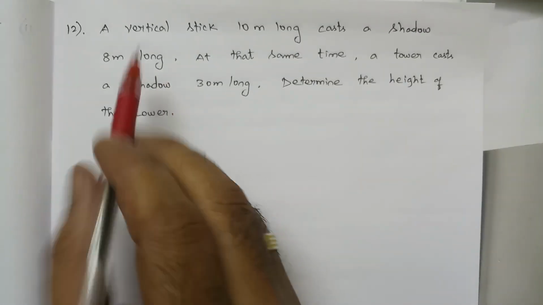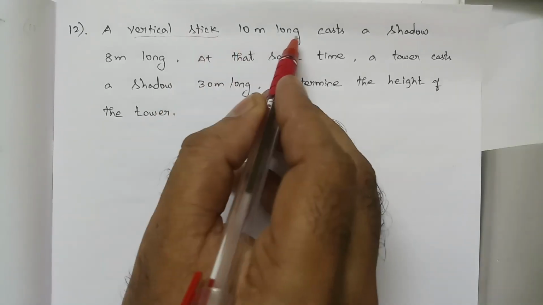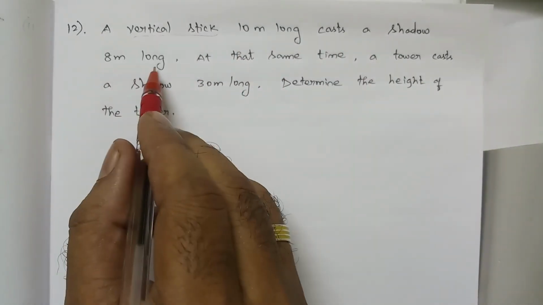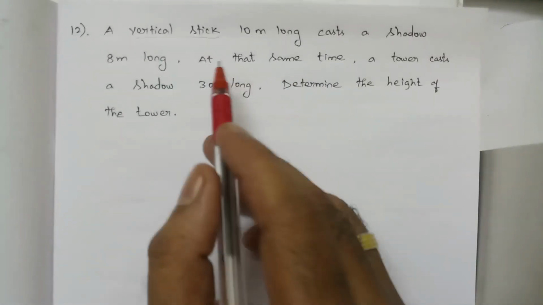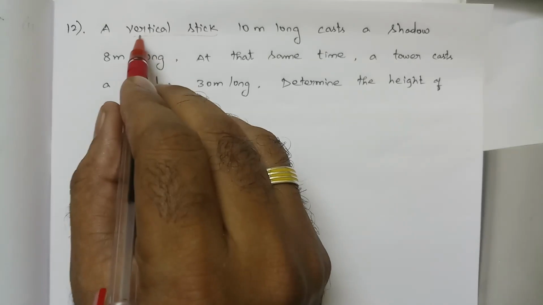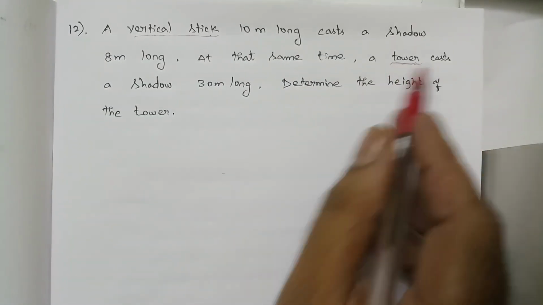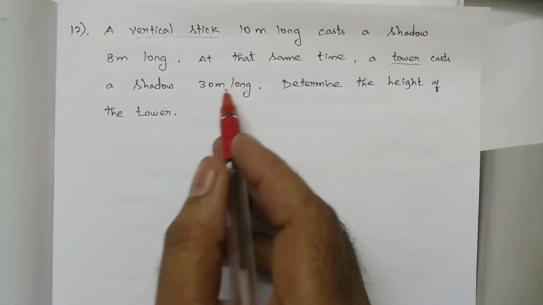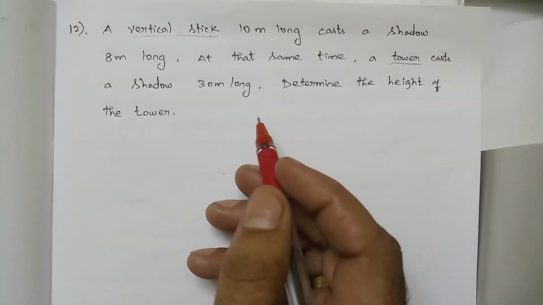So number 12, a vertical stick, right? A vertical stick 10 meter long casts a shadow 8 meter long. At the same time, a tower casts a shadow. They're talking about two things. One is something about a vertical stick, and another one is something about a tower, right? The tower casts a shadow 30 meter long. Determine the height of the tower.